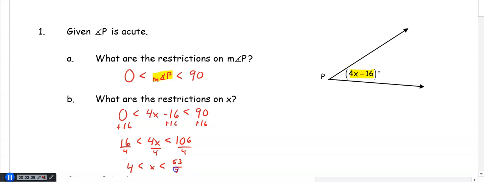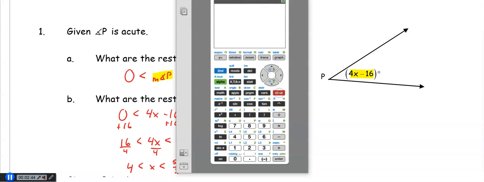53 over 2. So because it was a decimal, we're going to convert it to a fraction. So to do that on your calculator, we would do 106 divided by 4, hit the button math, enter, enter, and that will give us our reduced fraction.